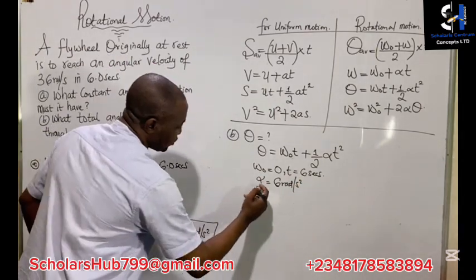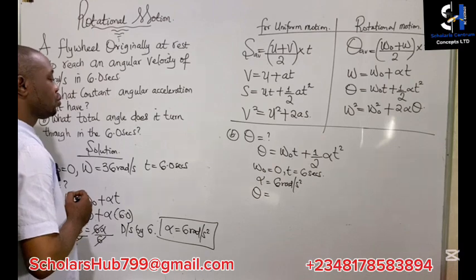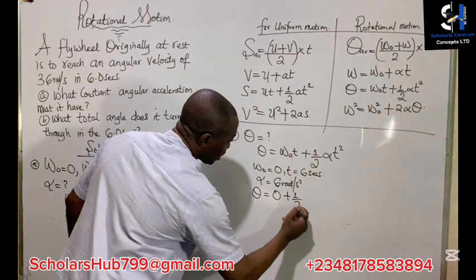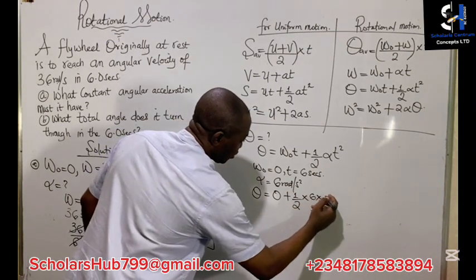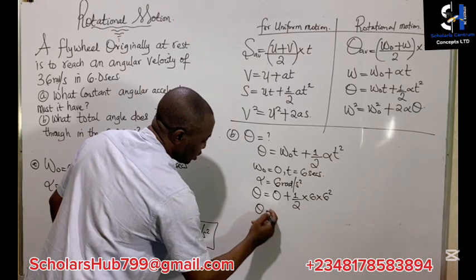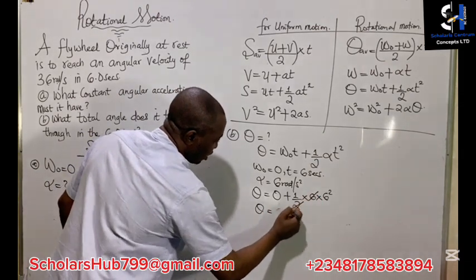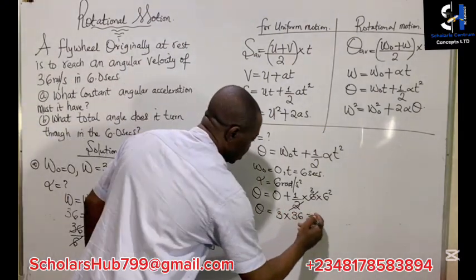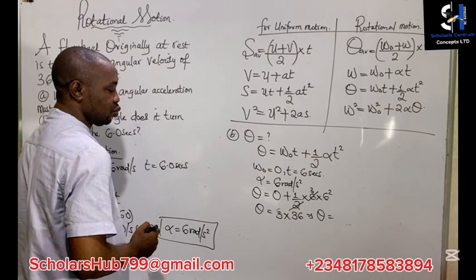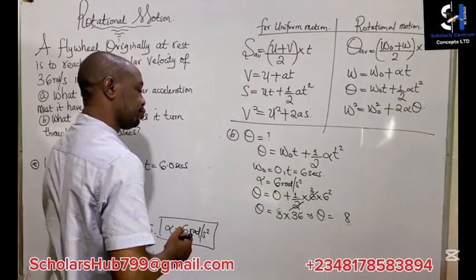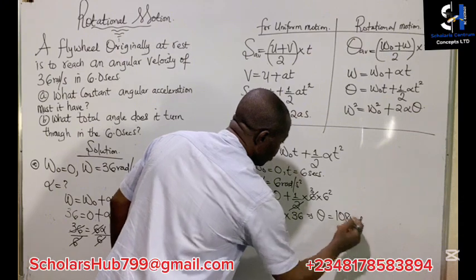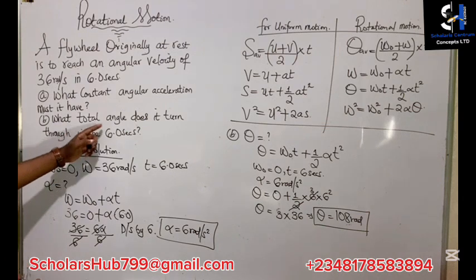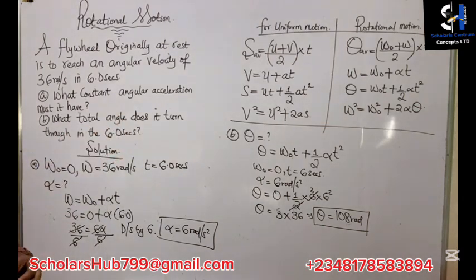So the total angle it turns through equals 0 plus 1/2 multiplied by 6, then multiplied by 6 squared. Now 6 divided by 2 is 3, so we have 3 multiplied by 36, which is 108. So this will be 108 rad. That is the total angle it turns through in 6 seconds.